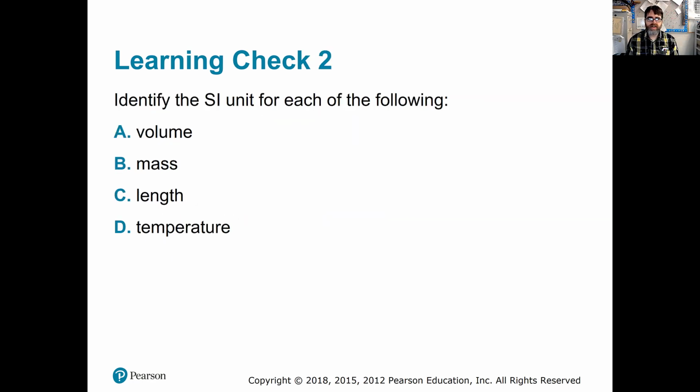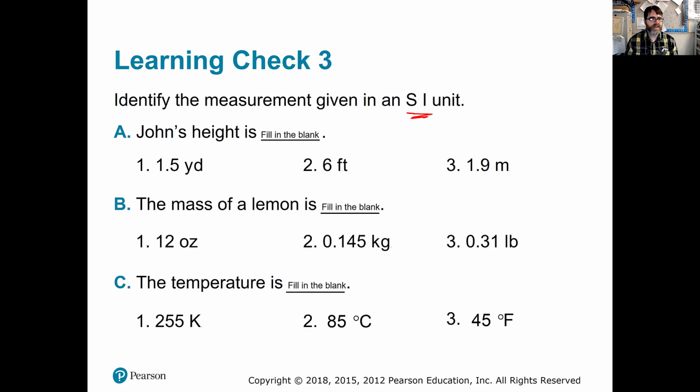Getting into identifying these, volume is meters cubed, although we can also measure it in liters. For the standard SI unit, mass is grams or kilograms, length is meters, and temperature is Kelvin, although in the metric system it's also degrees Celsius, as I said there, also grams. From here, we're trying to use the SI unit for each of these.